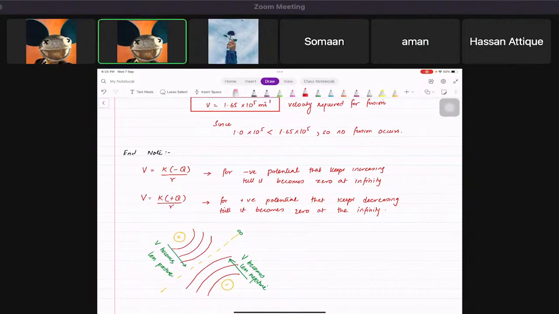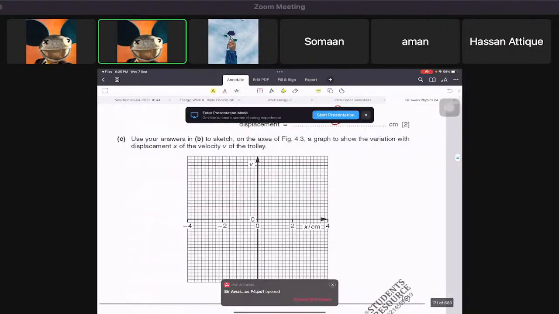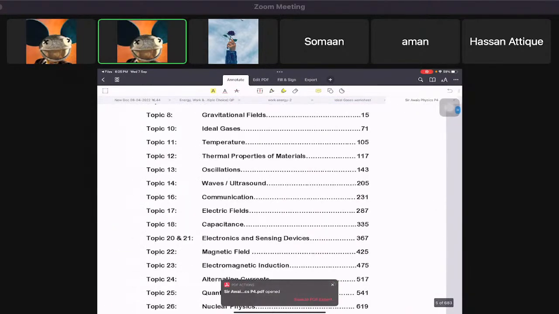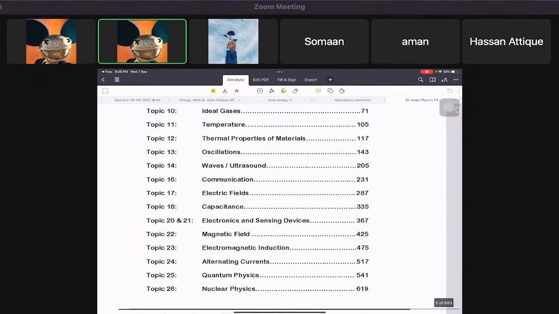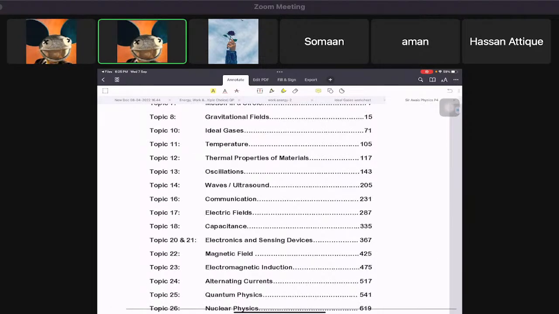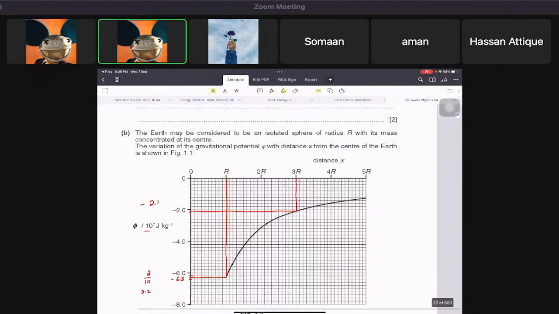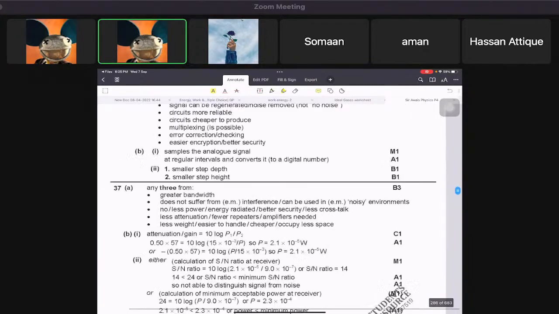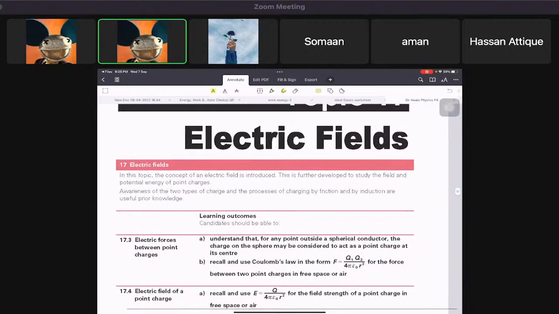So let's now look at some of the questions from the exam papers. Let me see where the electric fields are. I've already given the worksheet for this. How many people have basically tried to do it? Radhika, you have done that, right? Okay. So now you guys have 1 week. Saman and Hassan Atiq, Aman, you guys need to complete that worksheet, okay?